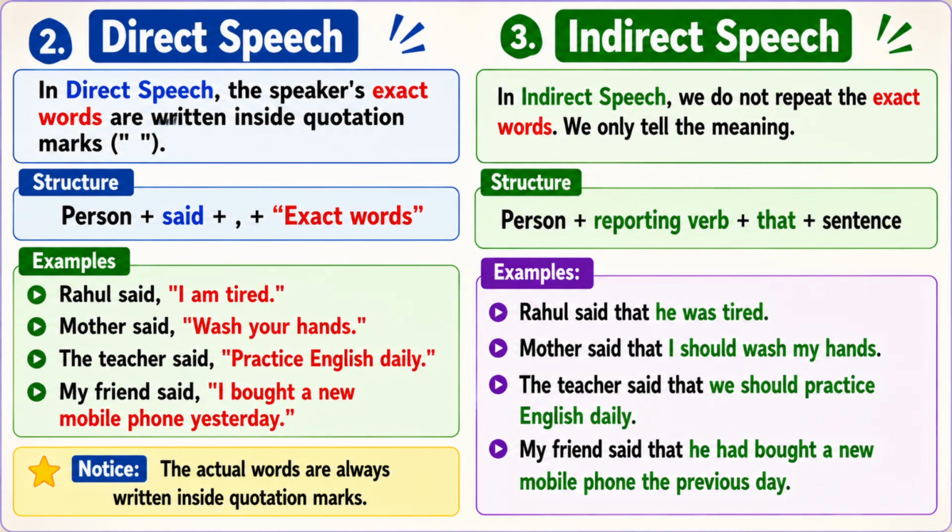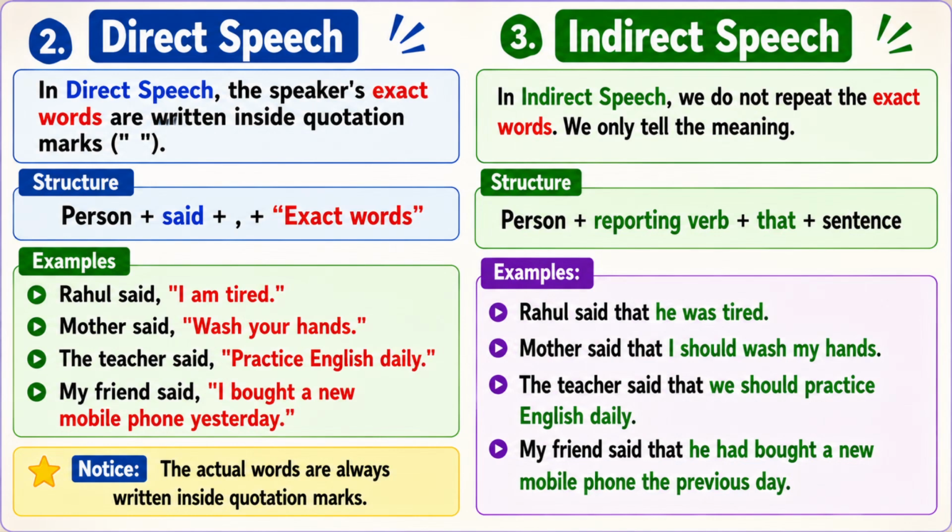Now let us learn indirect speech. In indirect speech, we do not repeat the exact words. We only tell the meaning. The structure is, person plus reporting verb plus that plus sentence. Example 1. Rahul said that he was tired.